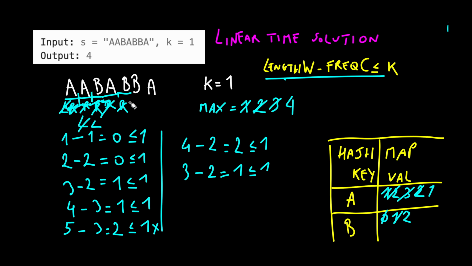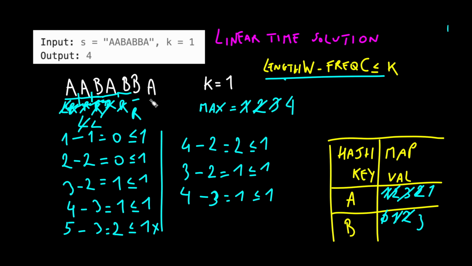We are actually going to move R now by one more position. First, we want to update the hash map now. B is appearing 3 times. We are going to again calculate if the window is valid. 4 minus 3, which is 1, which is valid, but still the max is again 4, which is the same, so we're not going to update our max.